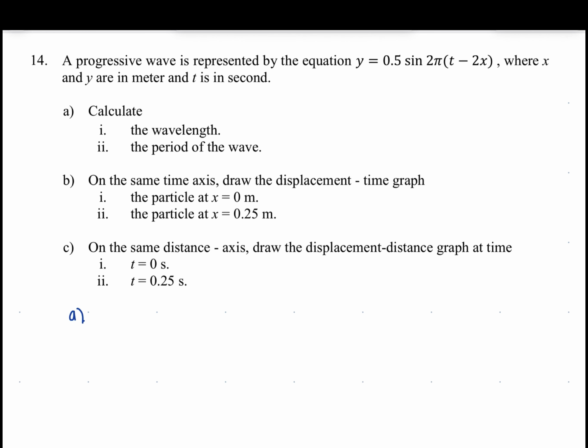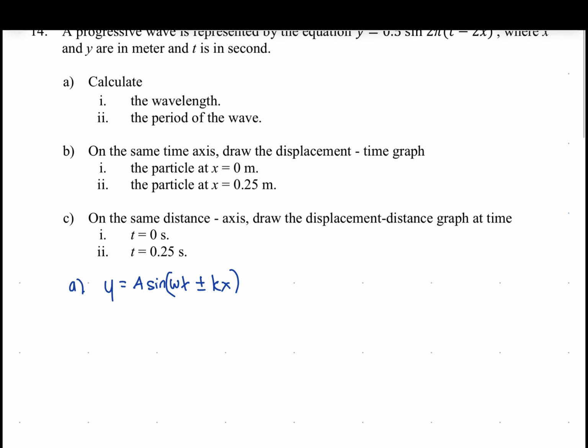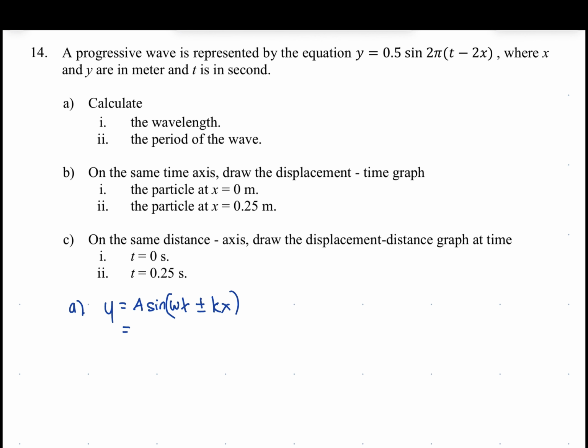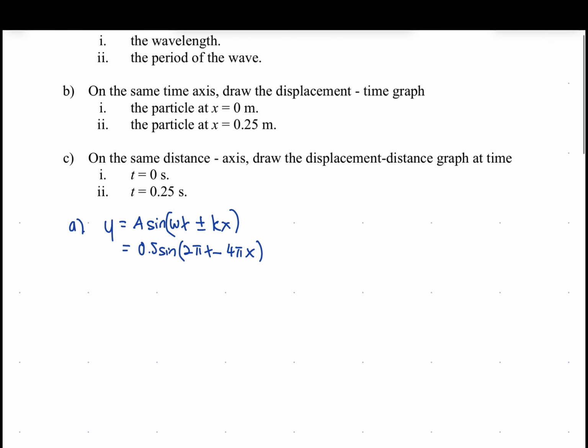So this one, we straight away compare the equation with the general progressive wave equation, which is A sin(ωt ± kx). This is the equation. But one thing you have to be careful with in the equation here: we have to expand the equation first, so then only we can compare. If I expand the equation, my equation will become 0.5 sin(2πt − 4πx). This is my equation after I expand the 2π into the equation. So from here we can compare directly.